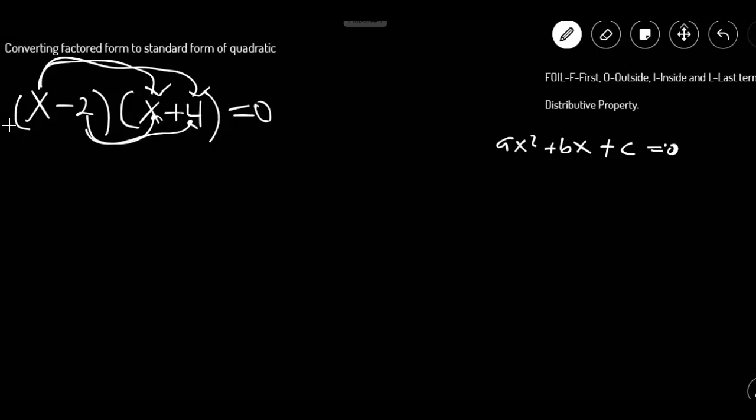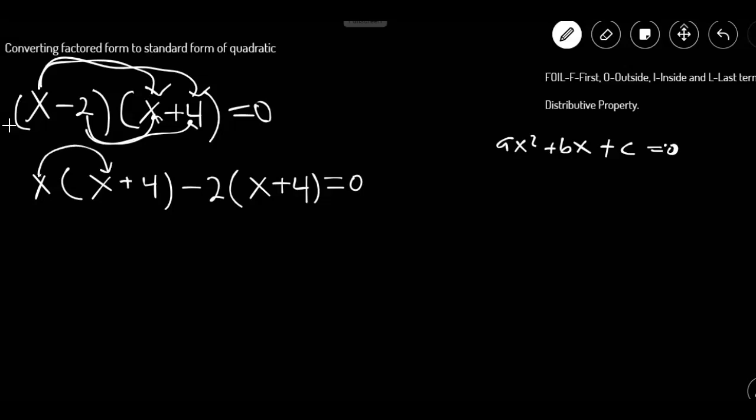Now let me set up the distributive. So we are taking the x here and it's multiplying x plus 4. And at the same time, we take the negative 2 from the first parenthesis and we multiply with the same x plus 4. So that is what is happening. And then we distribute the x to the x here and here.